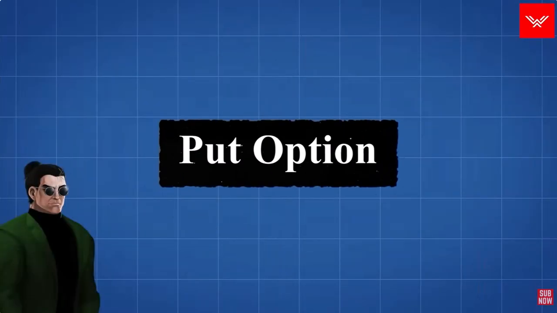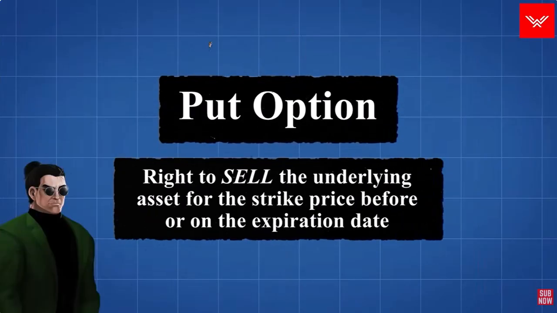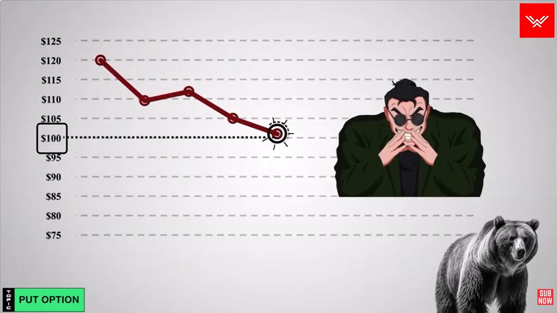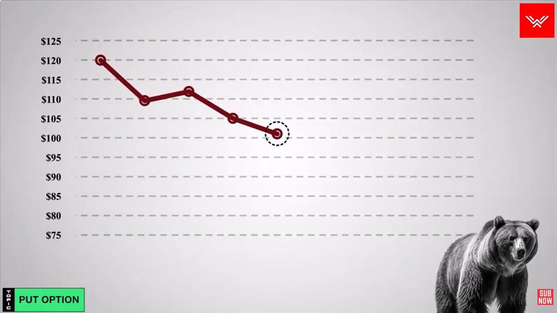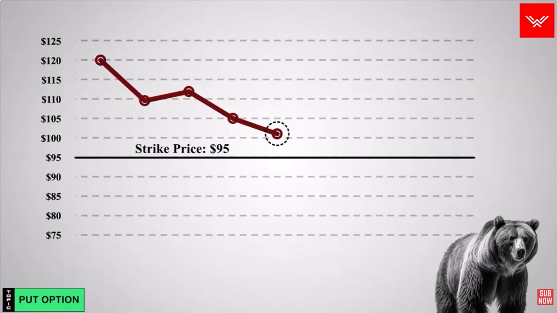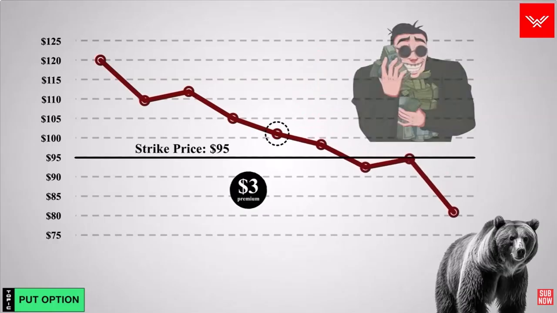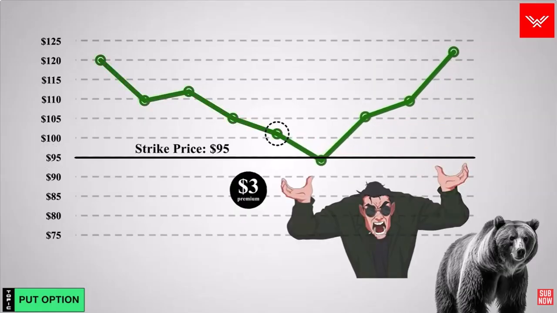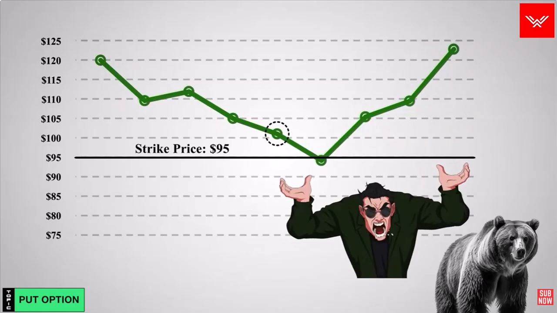Put option. A put option gives the option holder the right to sell the underlying asset for the strike price before or on the expiration date. Let's say you are bearish on a company's stock, currently priced at $100. You could buy a put option with a strike price of $95 for a small premium of, let's say, $3. If the stock goes down to $80, you can exercise the option and sell the stock at $95, even though it's currently trading at $80. In contrast, if the stock goes up instead, you lose your $3 premium.